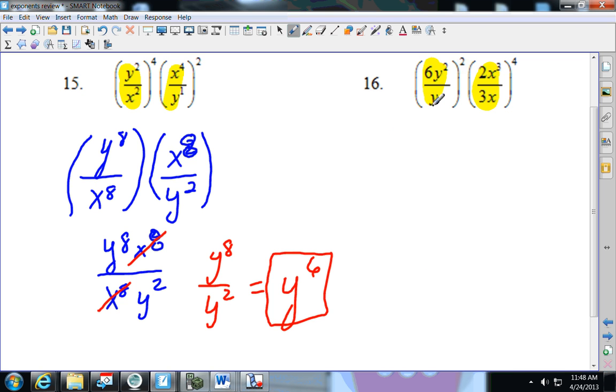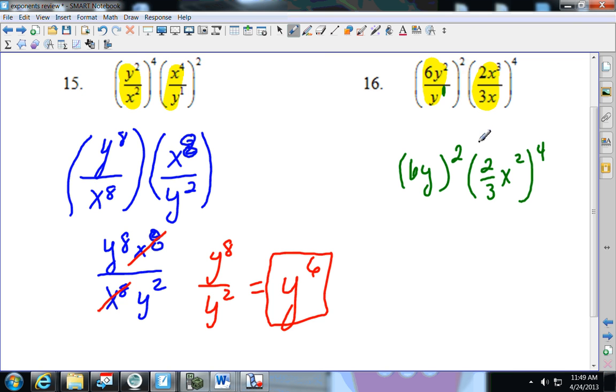Now on number 16, they do have the same on the top and the bottom, don't they? Yes. This is y to the first power. So I subtract these exponents right here and I get 6y. This is all raised to the second power. Now if I look inside the next parentheses, well, 2/3, that doesn't do anything. That stays as 2/3. And then I've got x to the second power, all to the fourth power.